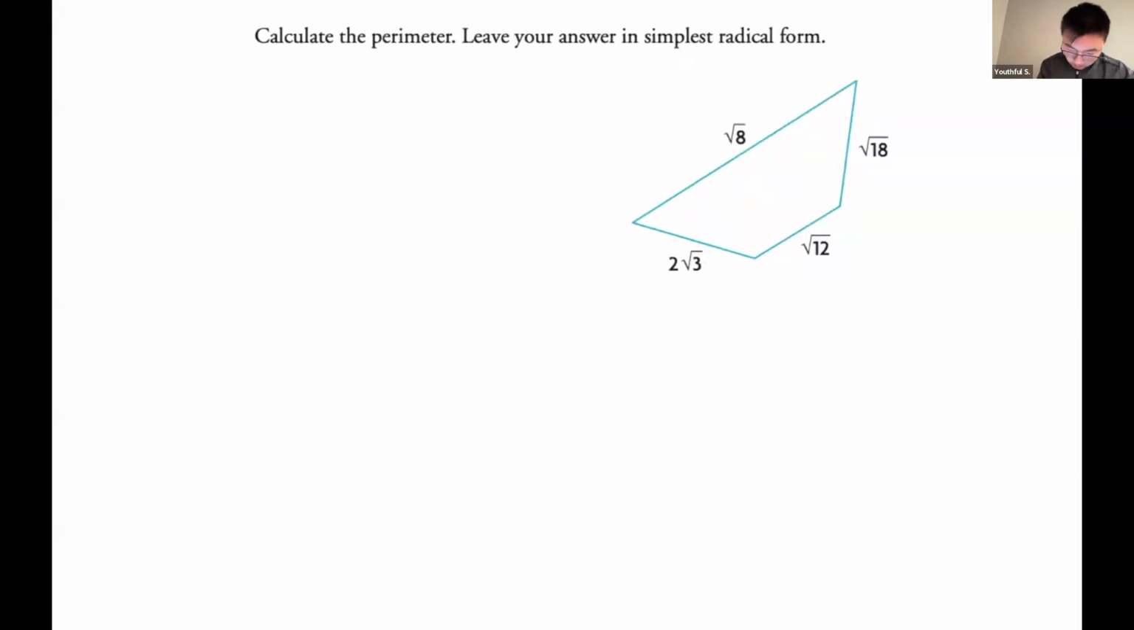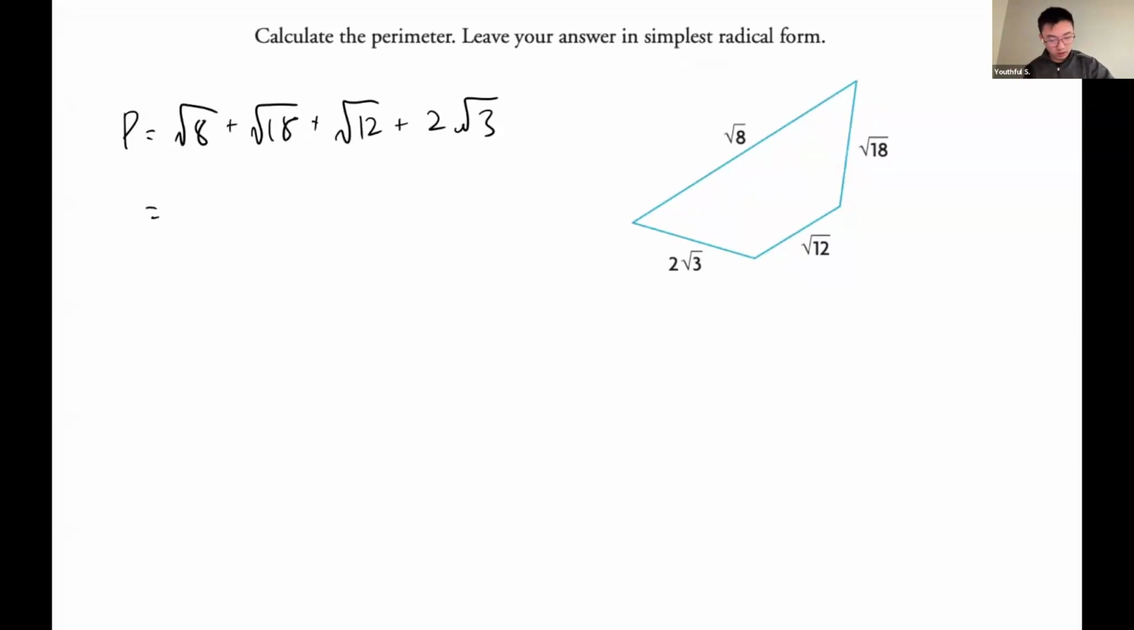Okay, here we have them asking us to calculate the perimeter. So perimeter is going to equal the square root of 8 plus the square root of 18 plus root 12 plus 2 root 3. And that's it. So you can't add them like so, right? You can't do that right now. You have to, first of all, simplify this. So the first one here, I'm going to simplify to 2 root 2, right? Because 8 is equal to 2 times 4. The square root of 4 is 2.